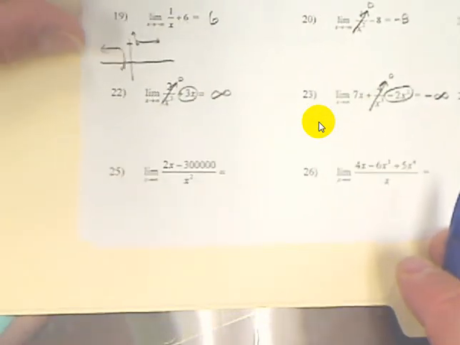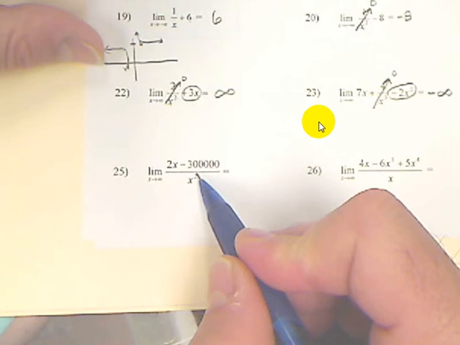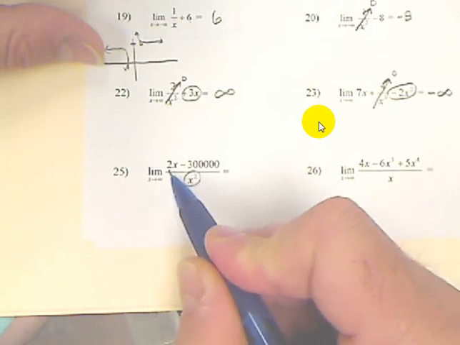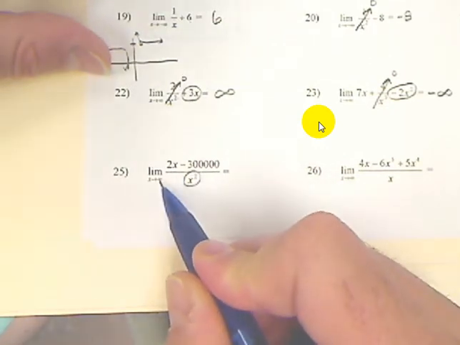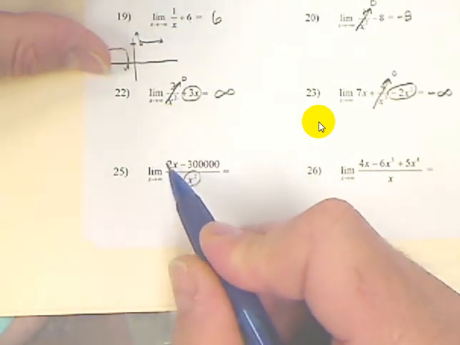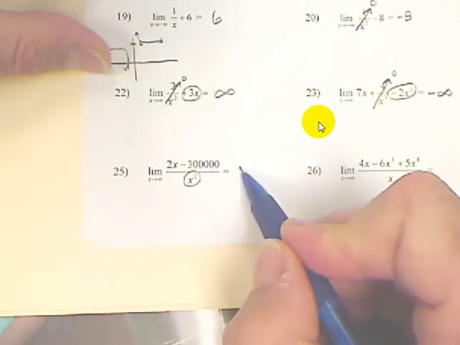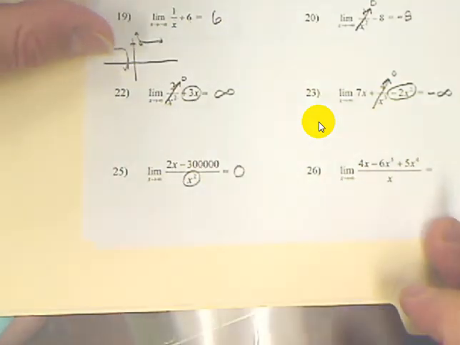If you look at 25, we have a dominant term of x squared, which is in the denominator. As we go to infinity, the denominator is going to get bigger faster than anything up there. We get closer to 0.